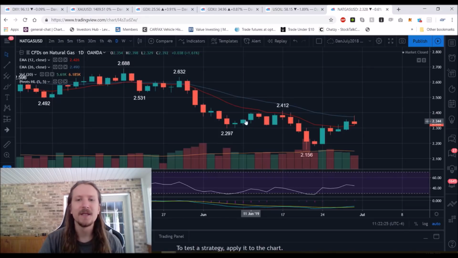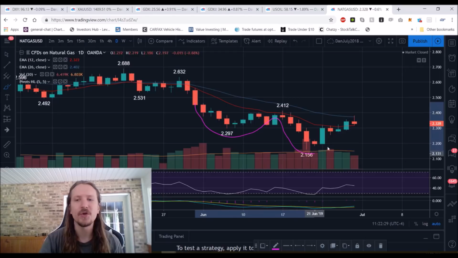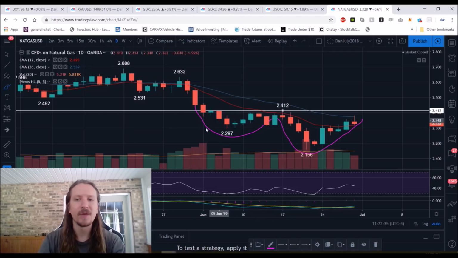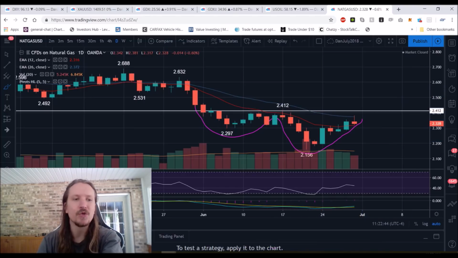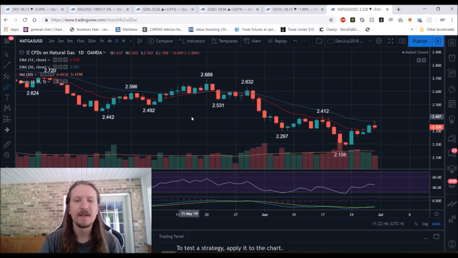Natural gas. The setup for the inverse head and shoulders pattern still remains, with the left shoulder and the head. An inability to break 2412 would mean that we have to consolidate and form a daily higher low, which would be the right shoulder, and then a change in the daily trend, which would be the first time in a while, would be notable.